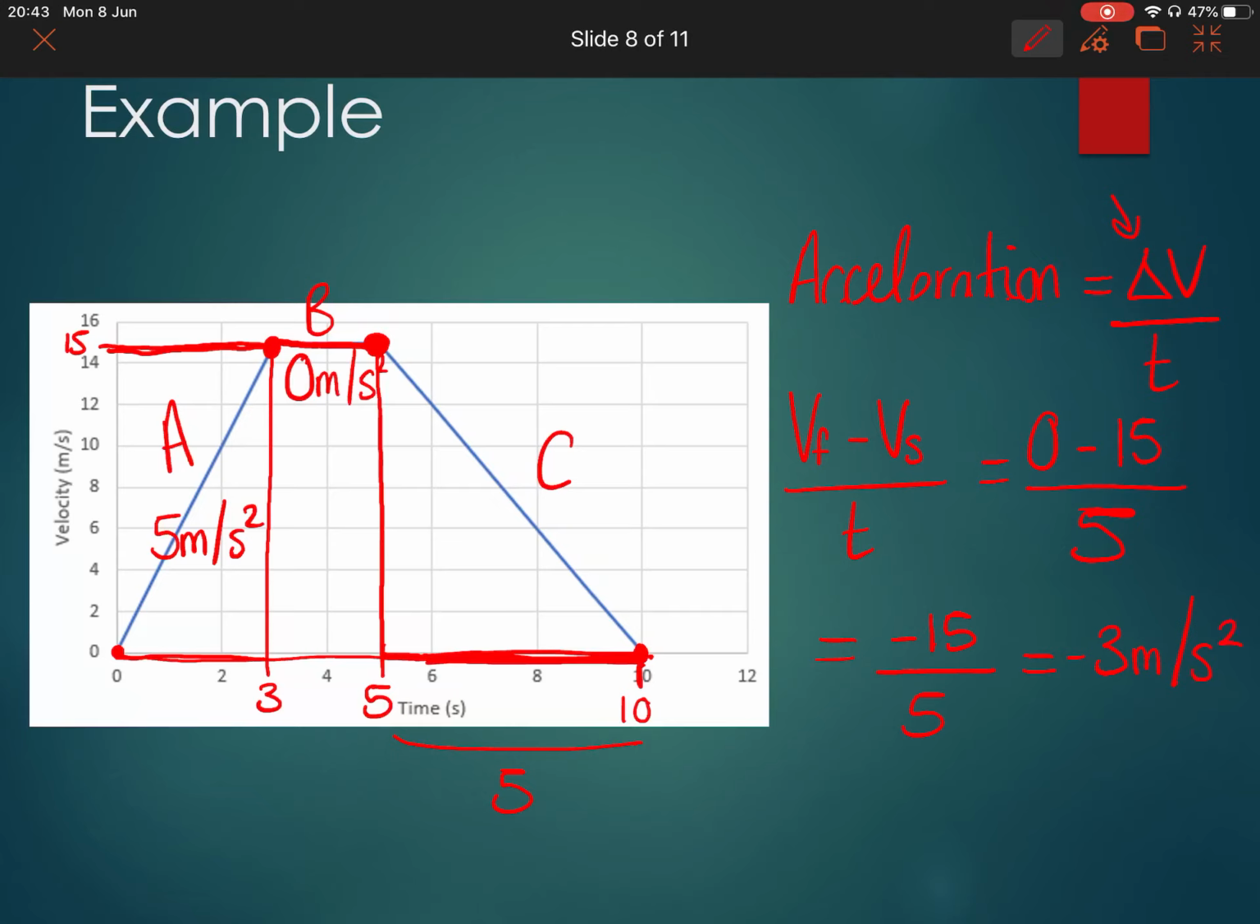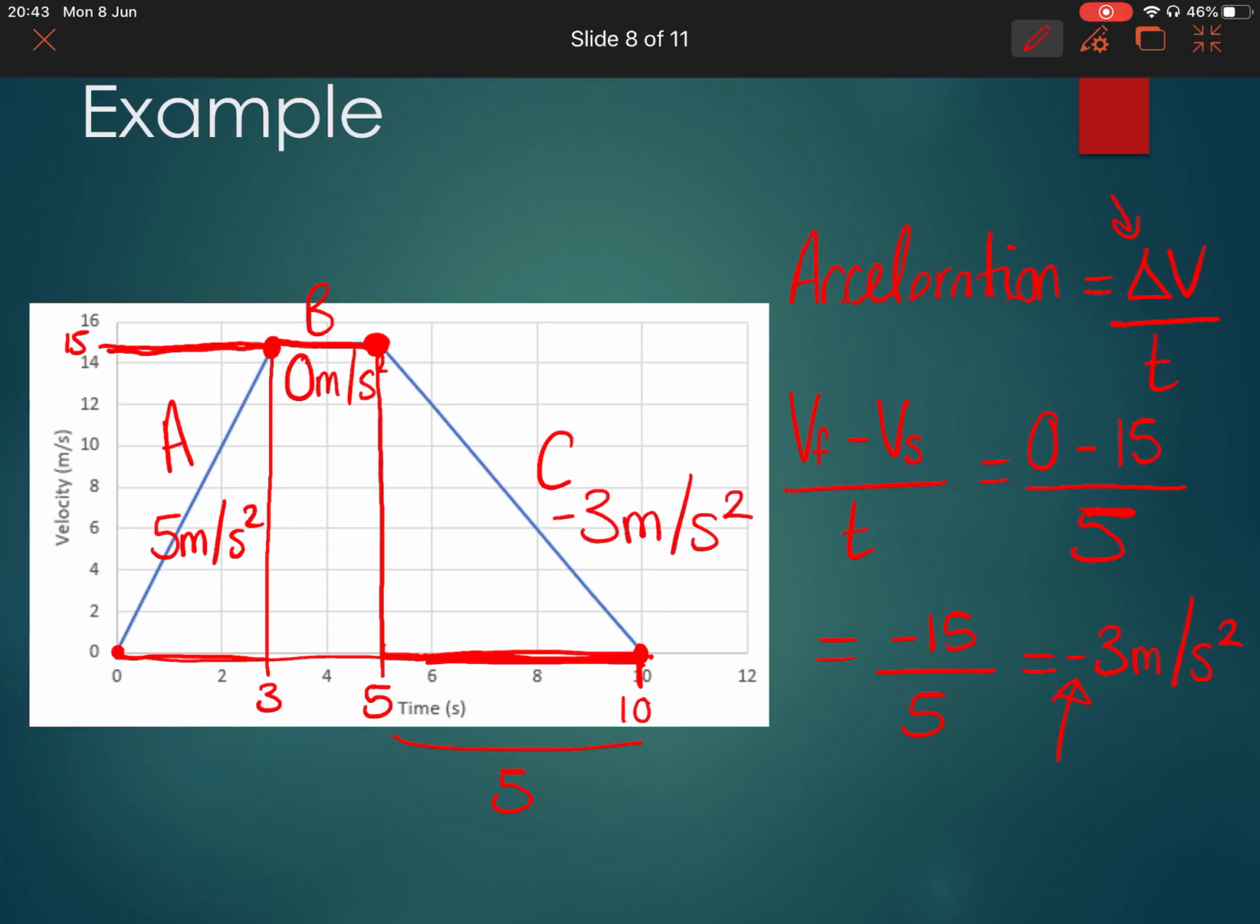Now you might ask why this is a minus number. That's a bit strange maybe. It's a minus number because this object is not accelerating. We can see they're slowing down from 15 to 0. So they're not accelerating, they're decelerating. And a deceleration is the same as a negative acceleration. So it should be minus numbers if we're headed in the downward direction like we are in part C. So minus 3 meters per second squared.